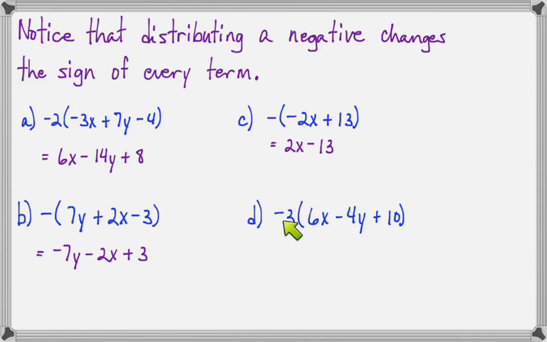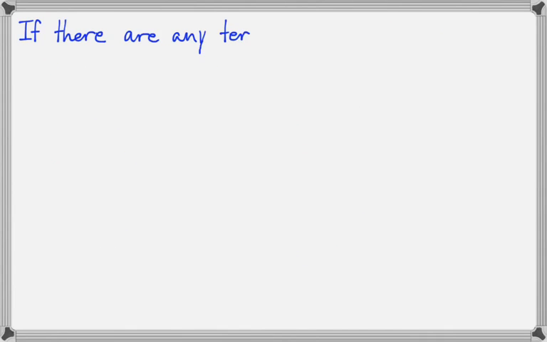Okay, new problem. Negative 3 times 6x, we'll get minus 18x. Negative 3 times minus 4y, we'll get plus 12y. Negative 3 times positive 10, we'll get minus 30. Now, if there are any terms to combine, we have to do that too, so be on the lookout for those.